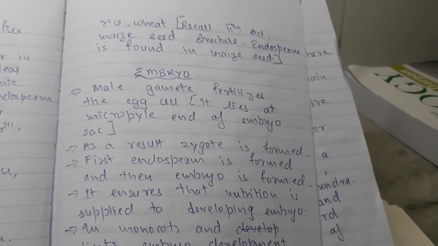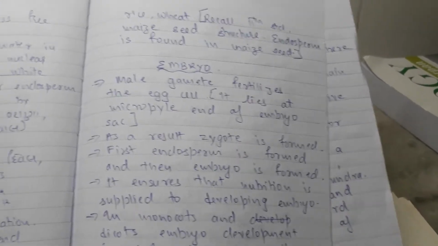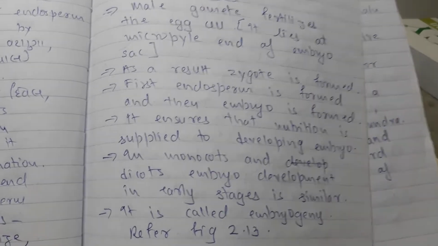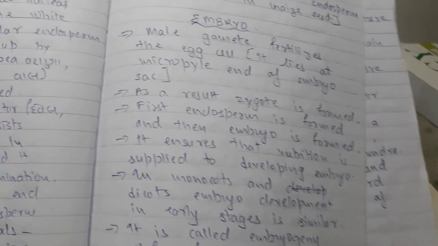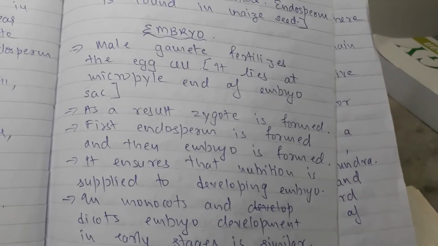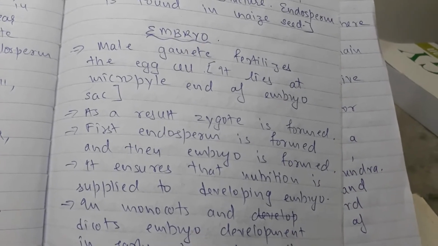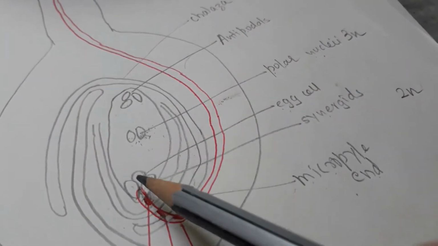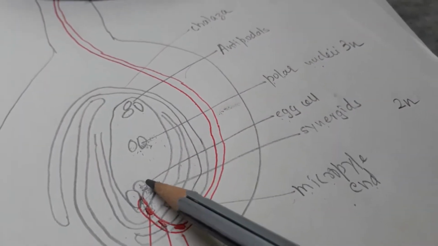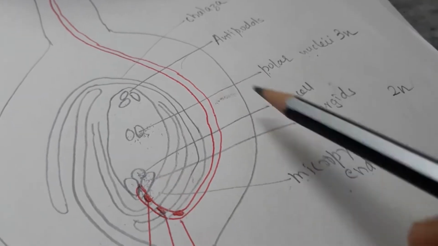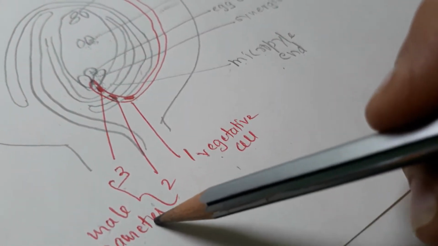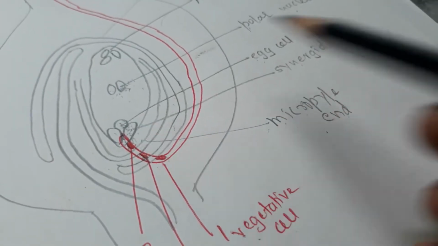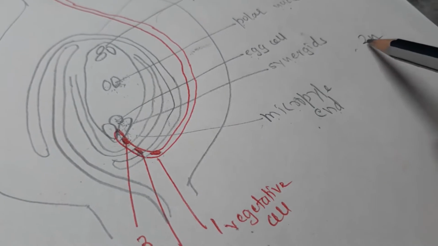We are continuing with our topic of embryo development, that is a young baby plant which is forming. So here, the embryo is formed by fertilization of the egg cell by the male gamete, and the ploidy is 2n here.